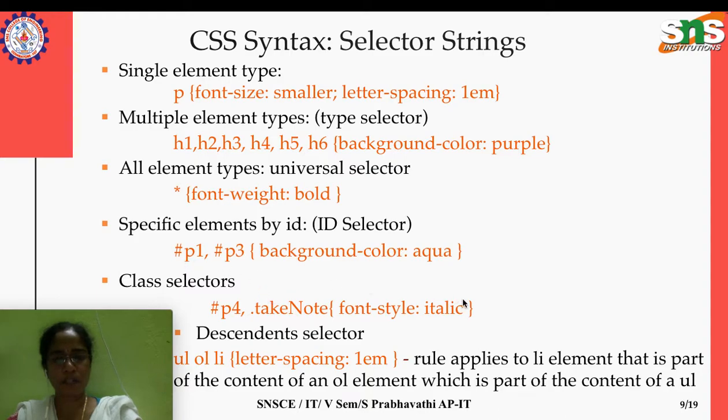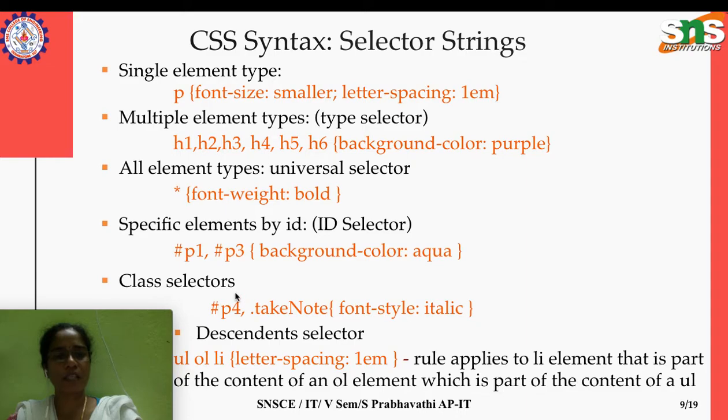So just remember its syntax. When we define the element by ID, in the CSS file that ID has to be prefixed by the pound symbol. So this is pound or hash p1, the ID name, and one more ID, hash p3. For these two IDs I am setting the background color to aqua. And the class selector, so this was for a specific ID, a specific element.